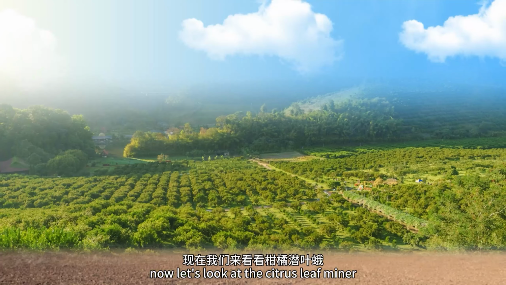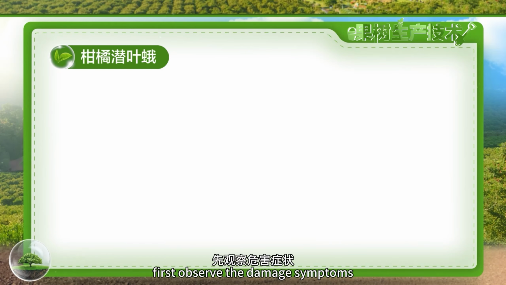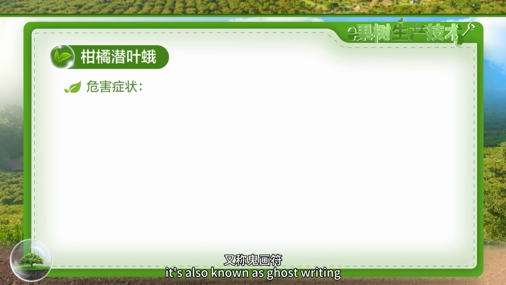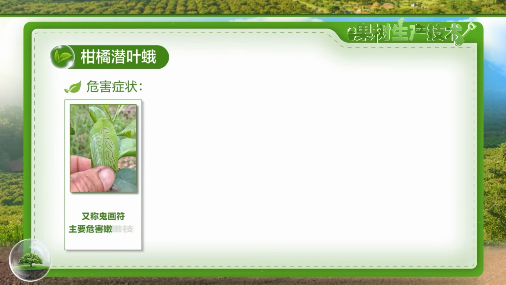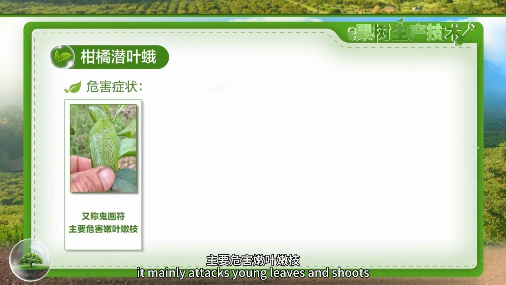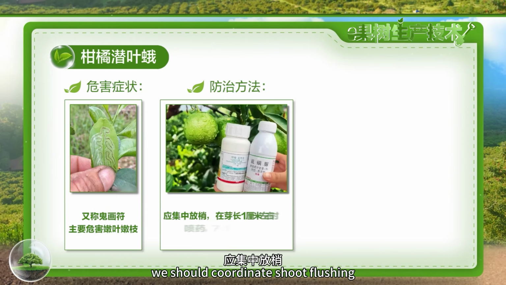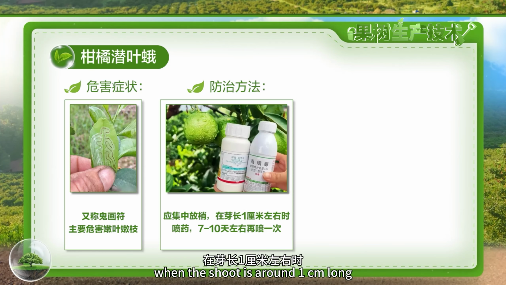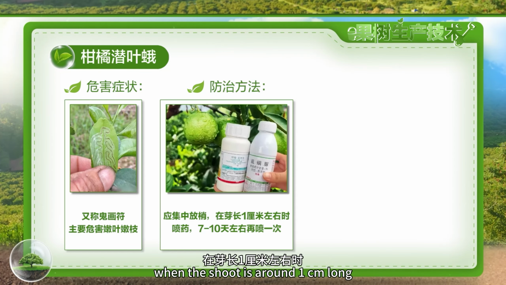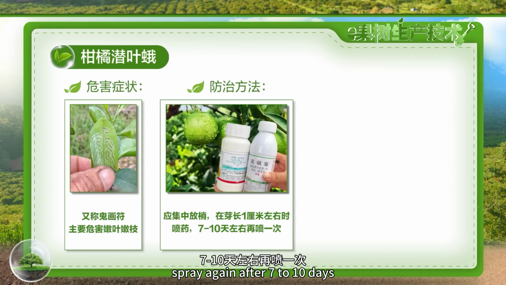Now, let's look at the citrus leaf miner. First, observe the damage symptoms. It's also known as ghost writing. It mainly attacks young leaves and shoots. We should coordinate shoot flushing and spray the pesticides when the shoot is around 1 centimeter long. Spray again after 7 to 10 days.